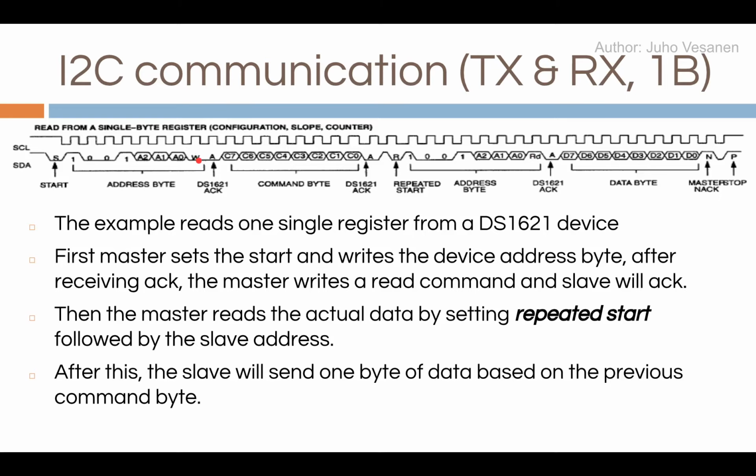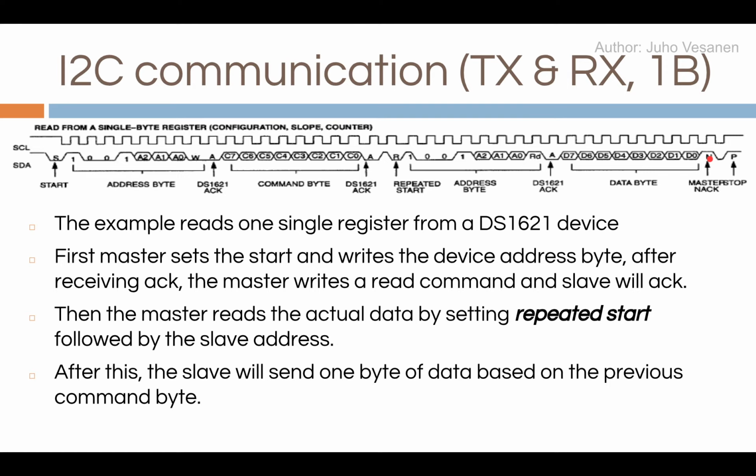So this 8th bit here, the last bit of the transmission, if it's low then it's write, if it's high then it's read. So basically leaving it high makes this device know that now the master actually wants to read something, and it acknowledges that, and during the next 8 bits the device gives the data byte out.